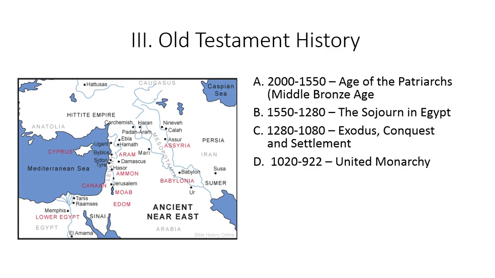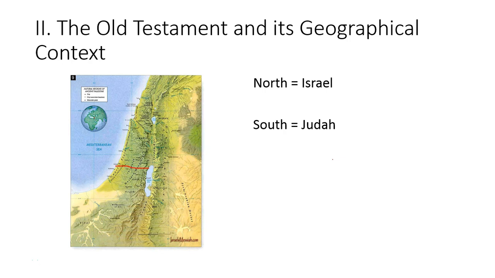In 922 BC, however, the nation is going to split into two halves, and for 200 years they will live under what is called the divided monarchy. The line on this map shows you roughly where the border between the two separate kingdoms would have been. Everything north of the line was referred to as Israel, and everything south of the line was referred to as Judah. So from about 922 BC to 722 BC, these were two separate nations, Israel and Judah.